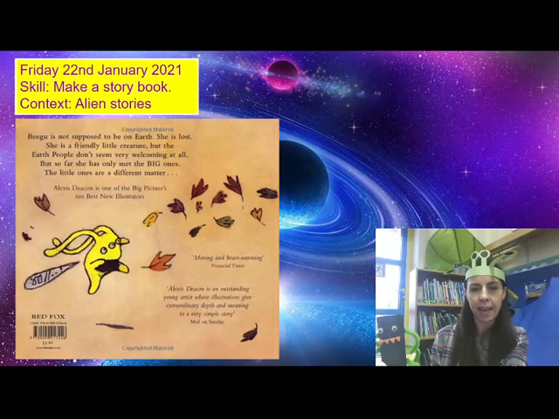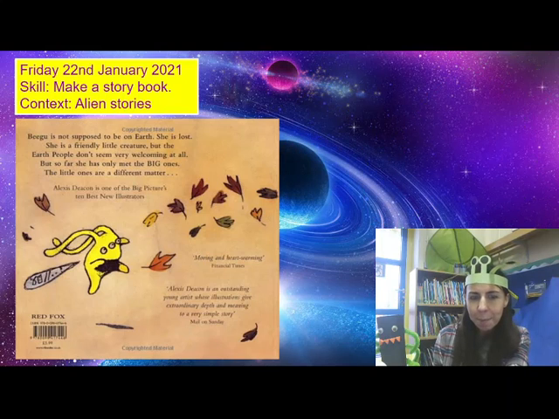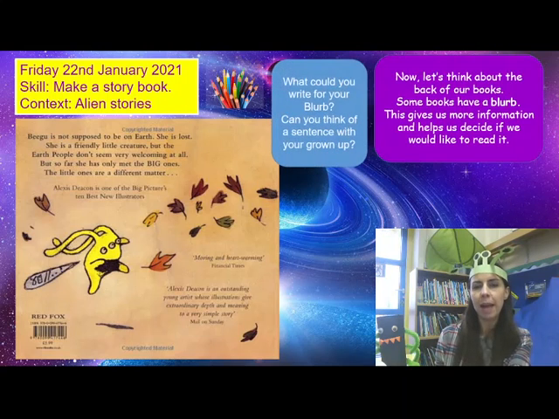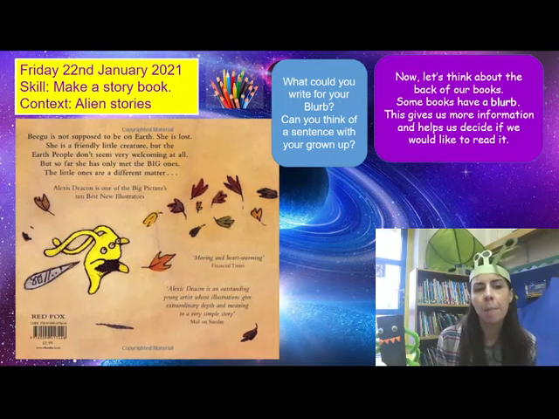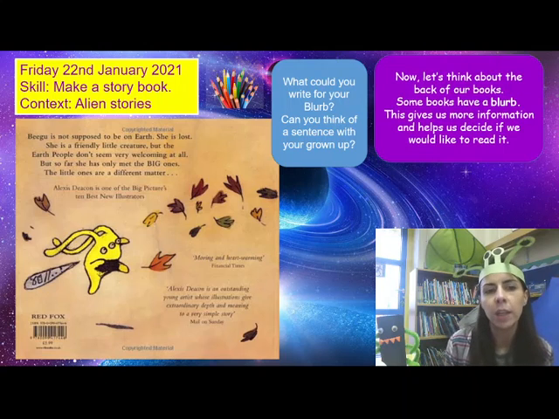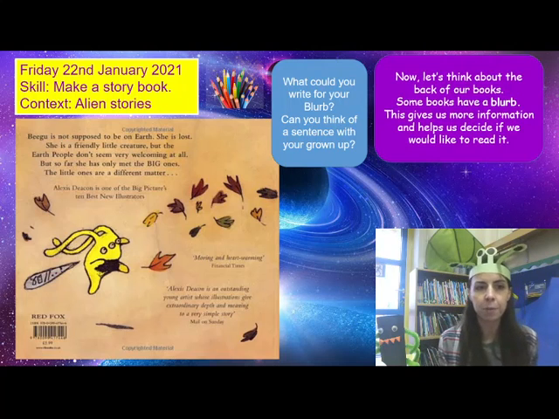Okay, also today, think about the back of your book. So on the back of some books is a blurb. I love that word, blurb. It sounds like an alien name, doesn't it? Blurb. The blurb gives the reader a bit more information about the story, and if you read a blurb you can decide whether you'd like to read the story or not. So I'm going to read, or you can read with me, the blurb on the back of Bigu.